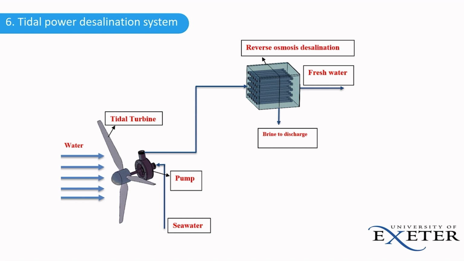When we put a tidal turbine in a sea, it can convert movement of the water to a useful energy. With that useful energy, we can power a pump, and with a pump, we can provide the required pressure to reverse osmosis desalination system for making fresh water. So, problem solved. Yes, it is possible to make fresh water from movement of the sea.